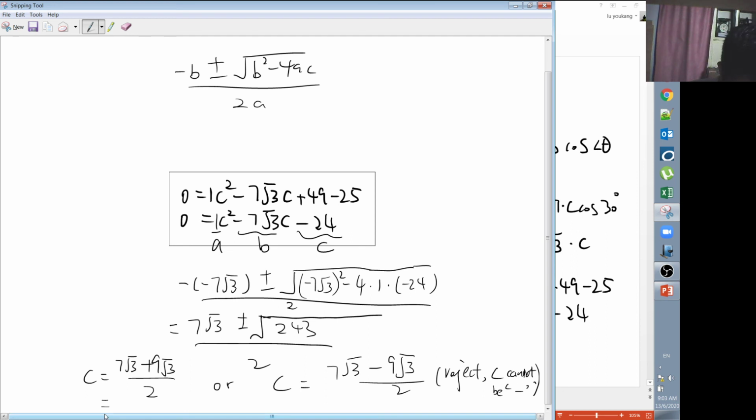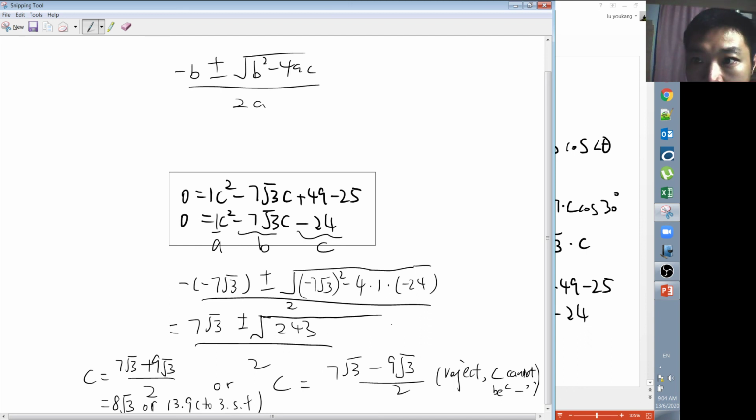So let me continue. So it's 7 root 3 plus 9 root 3, over 2. So you're supposed to get 8 root 3, or when expressed in 3 significant figures, 13.9. Alright, so you have two answers for C. Reject the negative answer because C cannot be negative, because C is one of the sides. So focus your attention on the positive answer, which is 8 root 3, or 13.9.